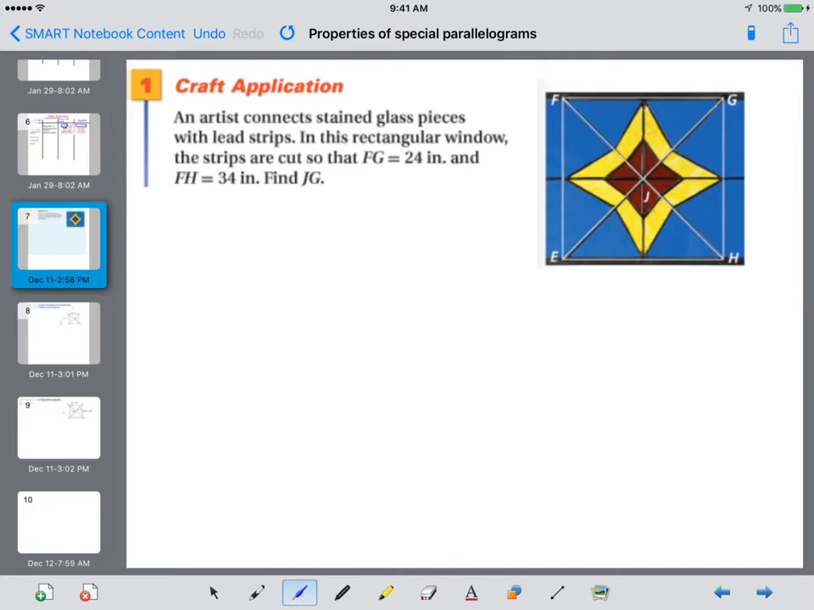An artist connects stained glass pieces with lead strips. In this rectangular window, the strips are cut so that FG equals 24 inches and FH equals 34. Find JG. So FG is 24. FH, the strip that goes in the middle, F to H, is 34. We are supposed to find from J to G.